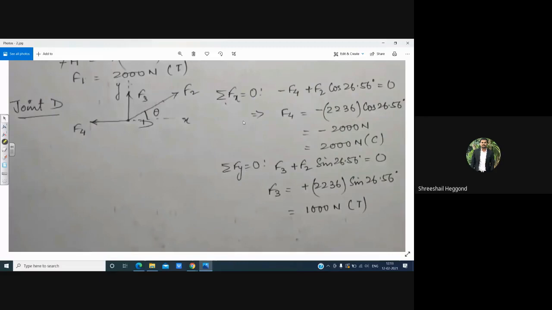Considering summation of Fx minus F4, that is the horizontal member which is connecting to the support, minus F4 plus F2 cos theta. F2 we have already calculated. The angle will be theta degrees.